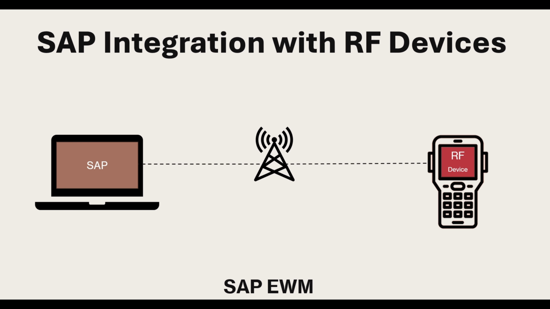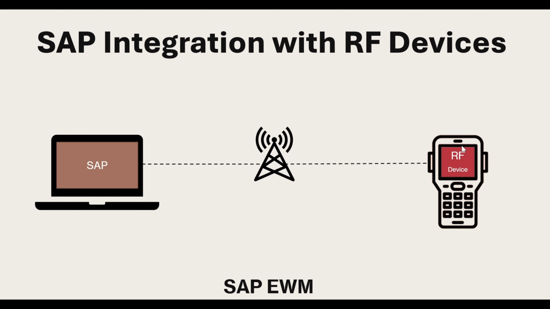Hello everyone. In this video, we are going to see the SAP integration with RF devices. In my previous video, I showed you how to run the business transactions in the RF simulation screen provided by SAP. But in reality, inside the warehouse, operatives are using handheld devices, and using these handheld devices, they are executing all the business activities such as picking, put away, counting, etc.